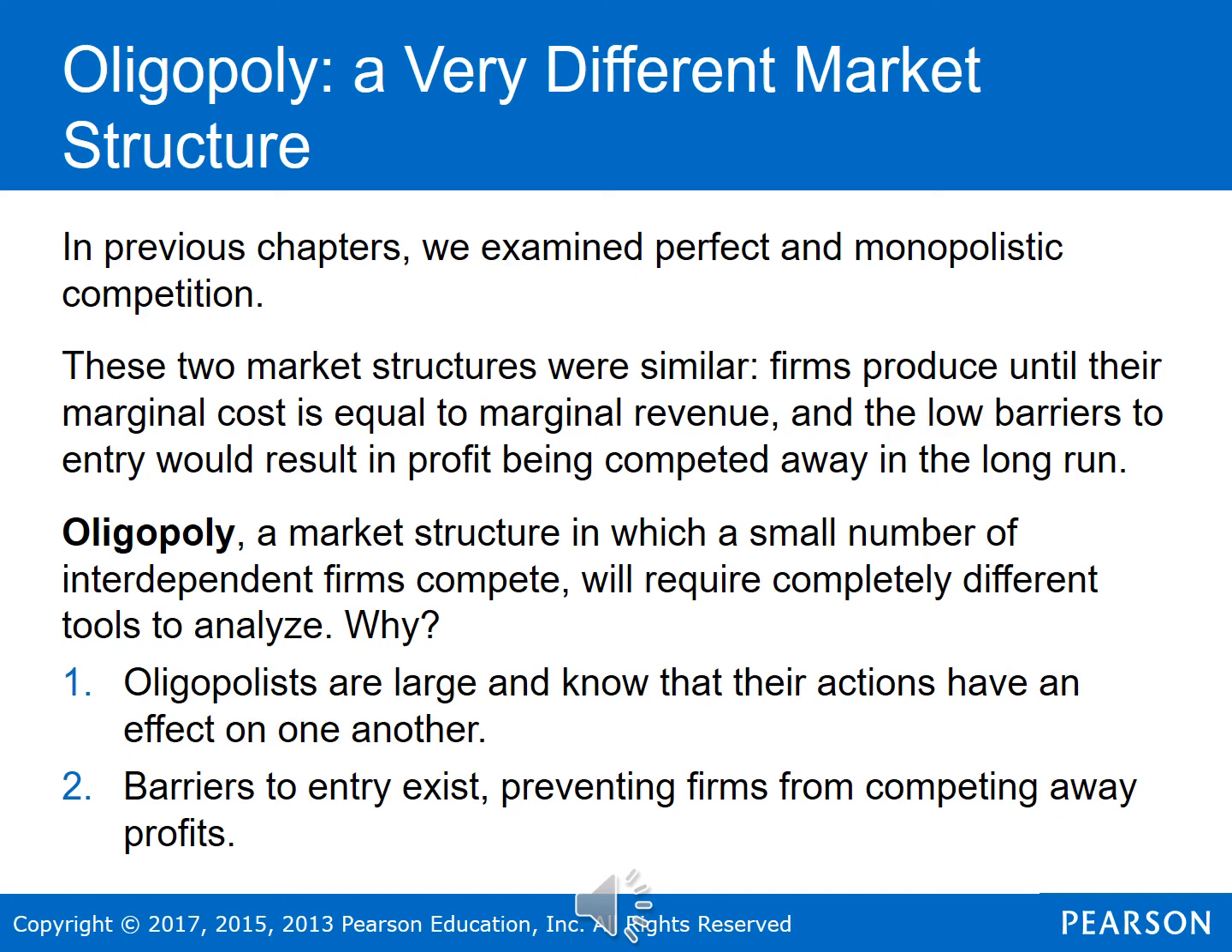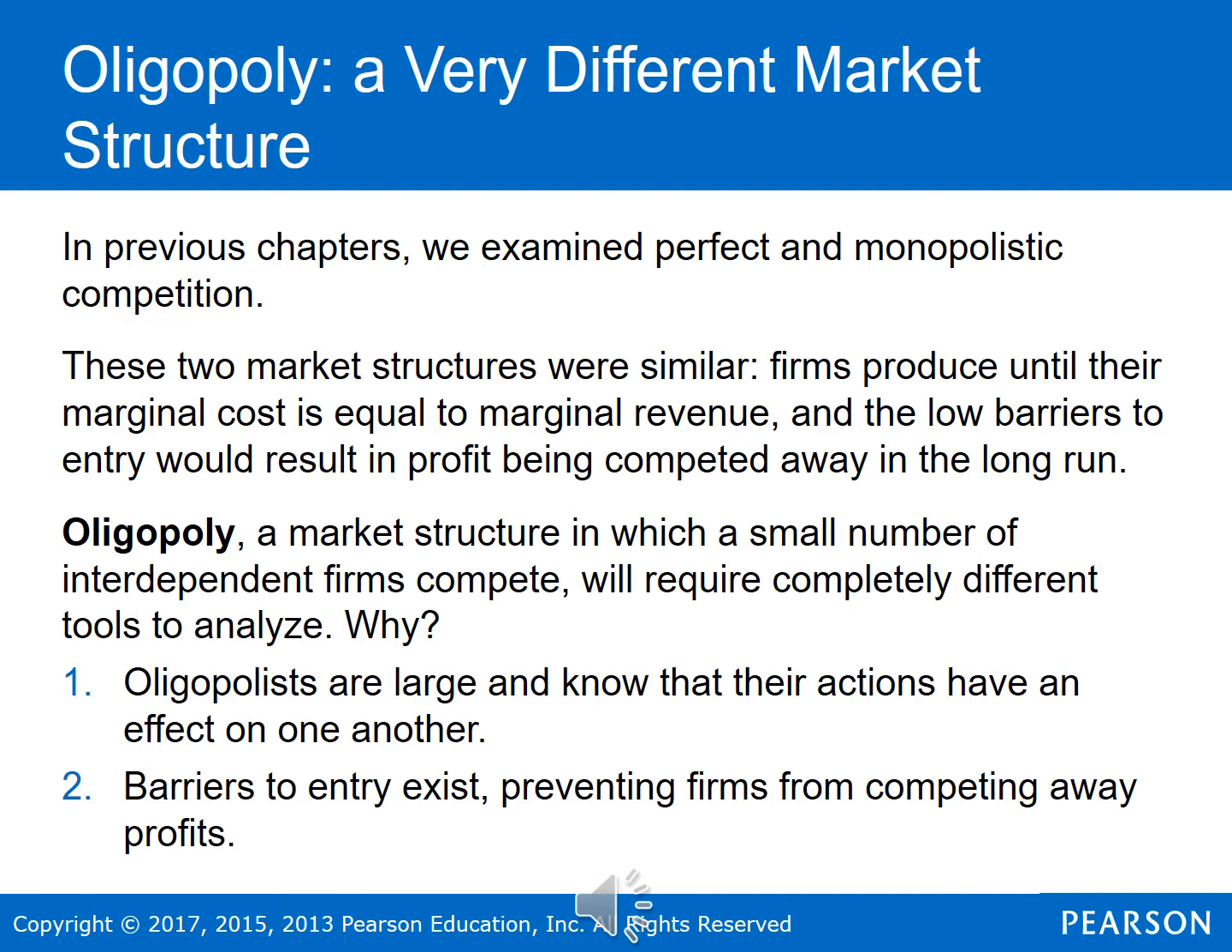In previous chapters, we examined perfect competition and monopolistic competition. These two market structures are pretty similar. In them, firms produced until their marginal cost was equal to their marginal revenue, and because there were low barriers to entry for new firms to enter the market, this entry would result in profit being competed away in the long run to zero long-term economic profit.